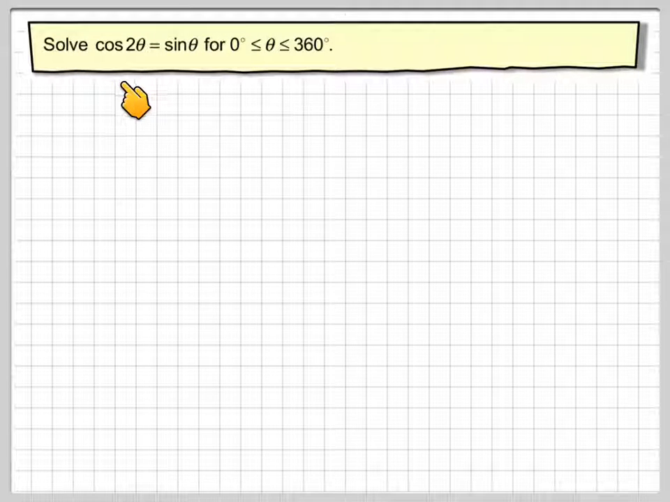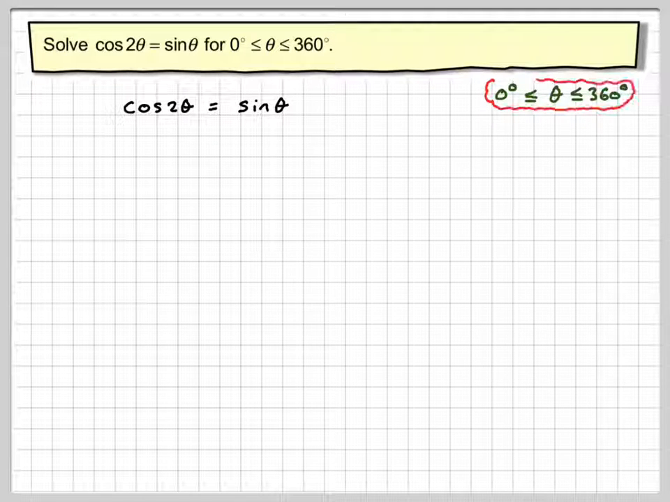Right, solve cos 2 theta is equal to sine theta for theta being between 0 and 360 degrees. So cos 2 theta is equal to sine theta, and the problem here is that we have two different variables. You should always bear this in mind as well. We have two different variables. We've got cos 2 theta and sine theta, so we should try and make the variables the same.